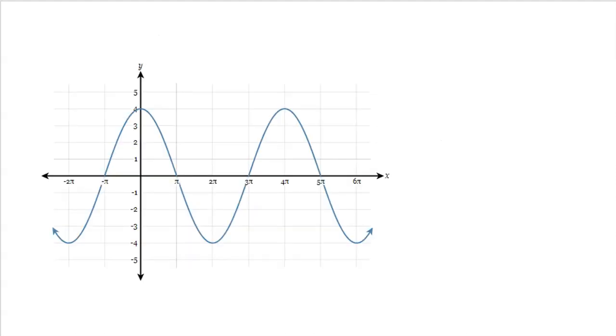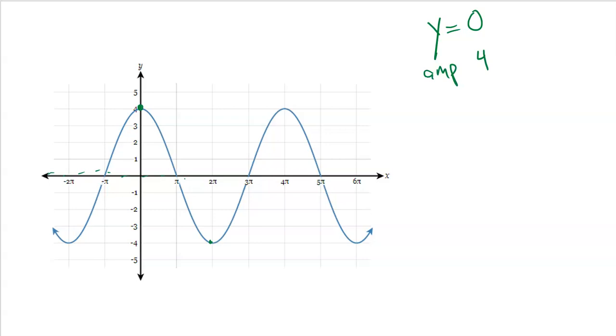So here we go. Let's look at this function. The first thing I think is the best thing to do is to identify the midline. So the midline is right in the middle. Max is 4, min is -4. That puts 0 right smack dab in the middle. So midline is y equals 0. From that midline, we clearly have an amplitude of up 4, down 4, so the amplitude is 4. That's pretty obvious to see.